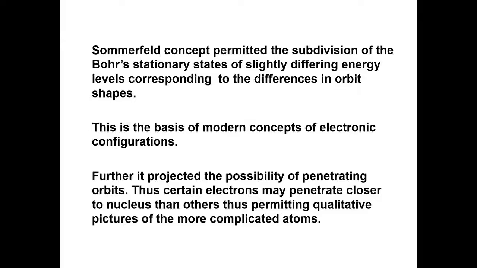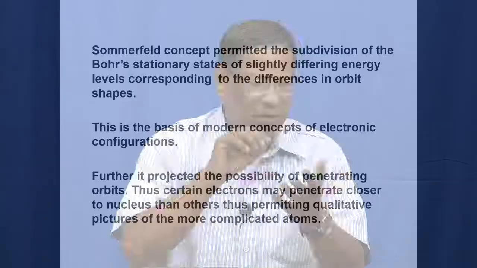So this permitted the subdivision of Bohr's stationary states into slightly differing energy levels corresponding to differences in orbital shapes. Now every element we know has a number of electrons around it, and the fine structure of every element is different. Now this fine structure is what we are going to use in atomic absorption spectrometry. That is why I am taking so much time to explain the electronic structure.